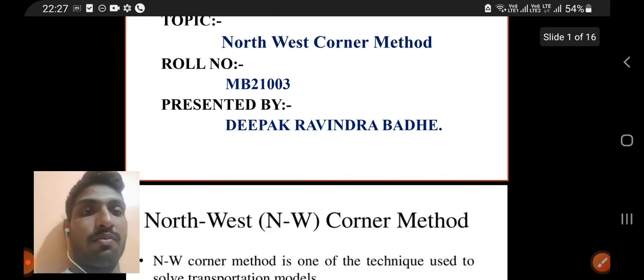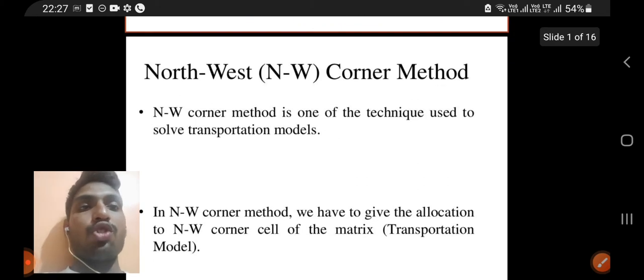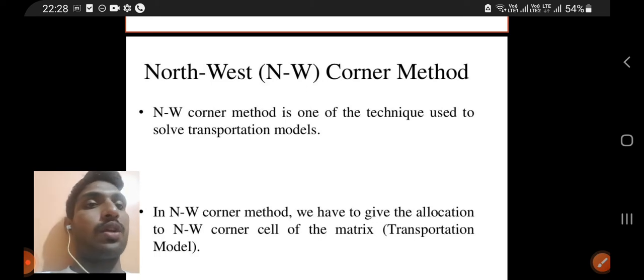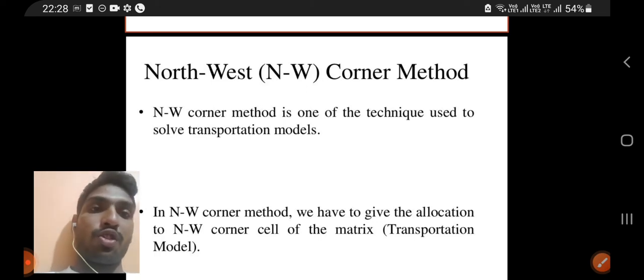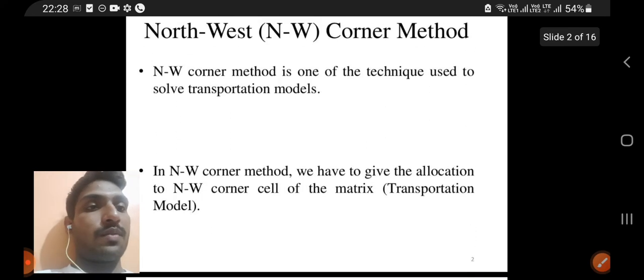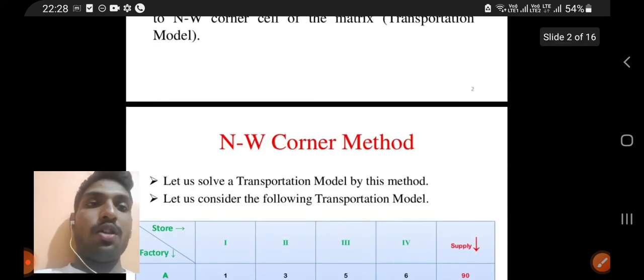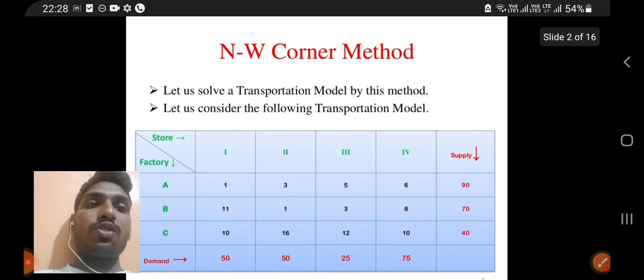It is the assignment problem. So, we are discussing what the northwest corner method is. We write the northwest corner as the NW corner method also. The NW corner method means the northwest corner method is one of the techniques we use in transportation models. In the northwest corner method, we have to make the allocation to the NW corner cell of the matrix in the transportation model.